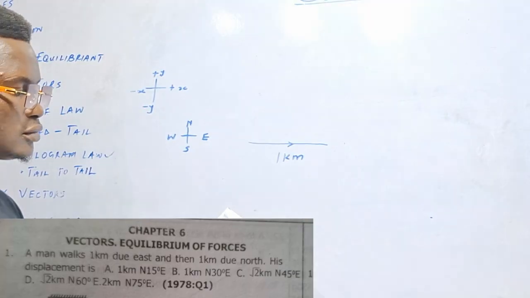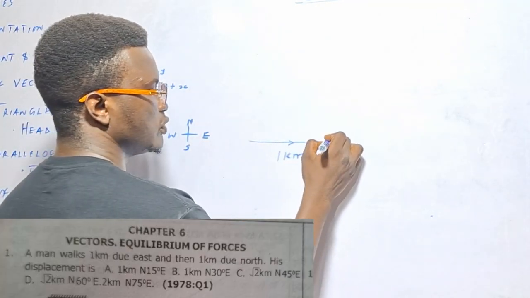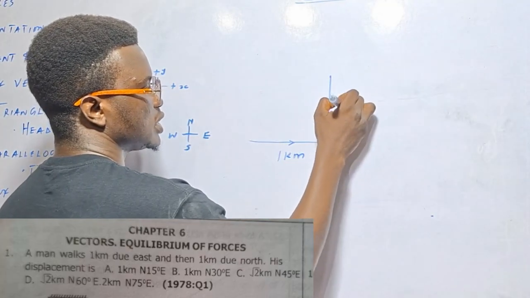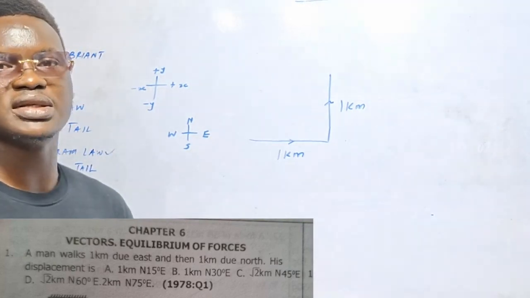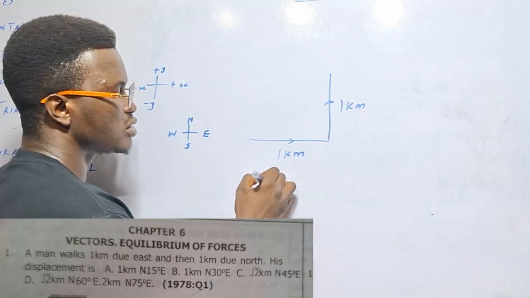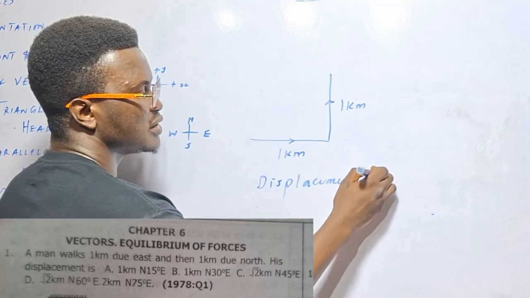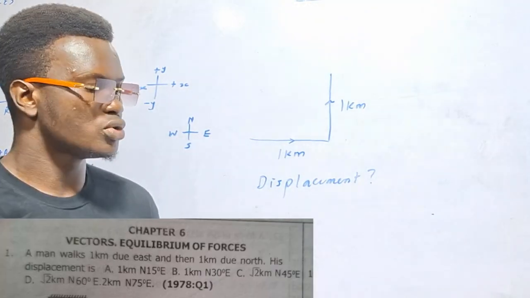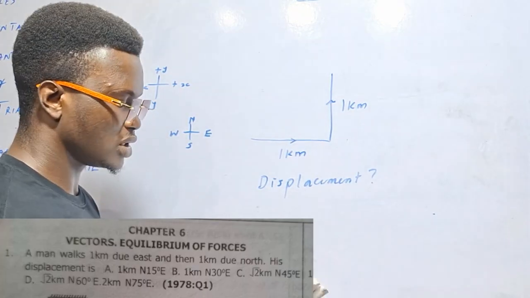And then 1 kilometer due north. North is up. So the man keeps going, then he moves due north 1 kilometer again. The question says that I should find his displacement. Remember, when they talk about displacement, what does that mean? Displacement is a vector quantity. So you have to find both the magnitude and what? And direction. So let's solve that.